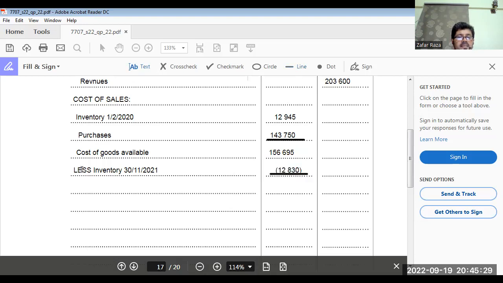And here we get cost of sales. Cost of sales is how much? 156,695 minus 12,830 is 143,865. This is our cost of sales. What we need to do is keep it in brackets. Okay, and a line over here. And we get gross profit. So 203,600 revenues less cost of sales, 59,735 is your gross profit. Now heading, expenses.